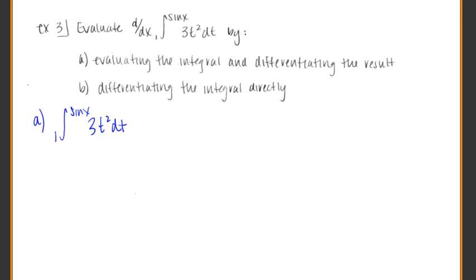Okay, well if I pull off the 3, the integral of t squared would be t cubed over 3, evaluated from 1 to sine x. So canceling out those terms, we're just looking at putting in the top term, which would be sine cubed x, minus the lower term plugged in, which is just 1 cubed, or sine cubed x minus 1. And now they say we want to take the derivative of that.